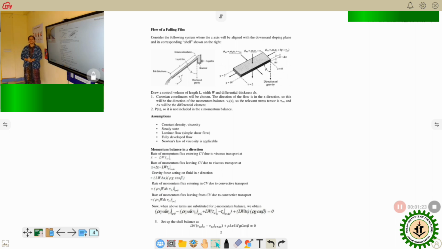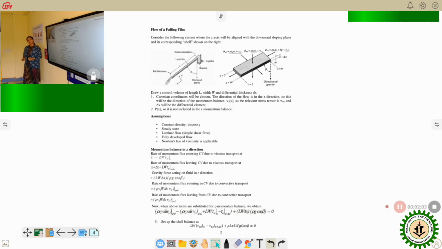Here consider the following fluid system, where the z-axis will be aligned downward along a sloping plane. So draw a control volume of length L, width W, and differential thickness dx. After that we choose the coordinate system. Here we choose Cartesian coordinates, and the direction of the fluid flow is in the z direction, and that's why this will be the direction of the momentum balance also.